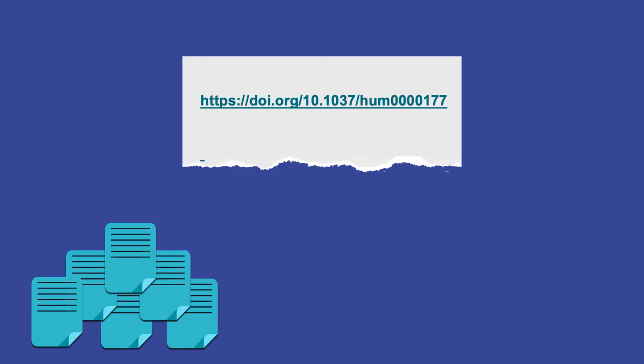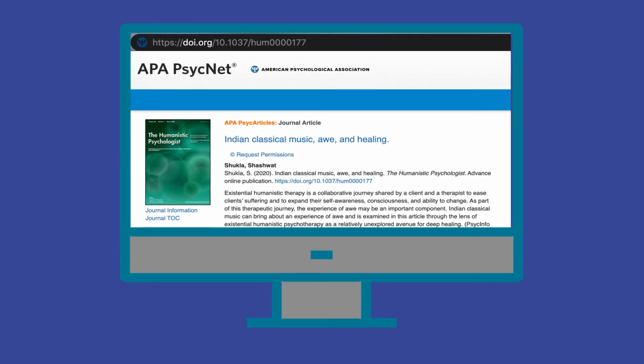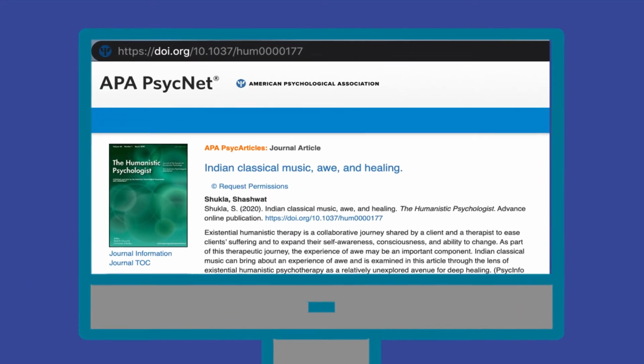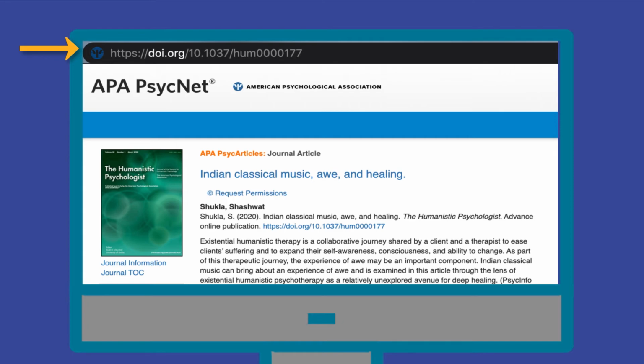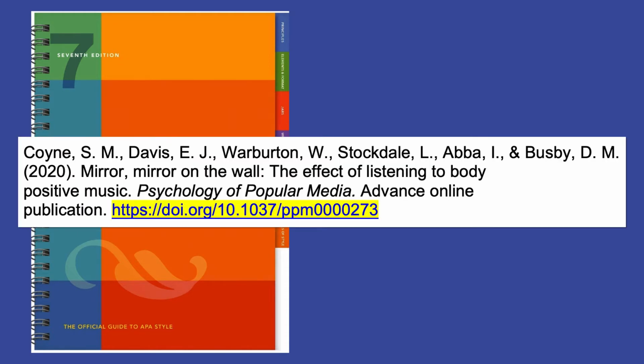So here's where DOIs come in, as a way to bring stability and permanence to scholarly digital content. Some works, such as journal articles, books, or even some data sets, are assigned a Digital Object Identifier, or a DOI. This unique and permanent identifier shows the location of the work on the internet, even if other links to it change. In the 7th edition of the Publication Manual of the American Psychological Association, if a work has a DOI, it appears as the final piece of information in the reference.